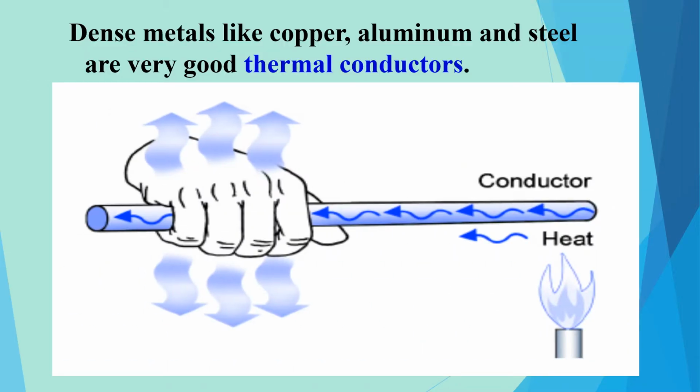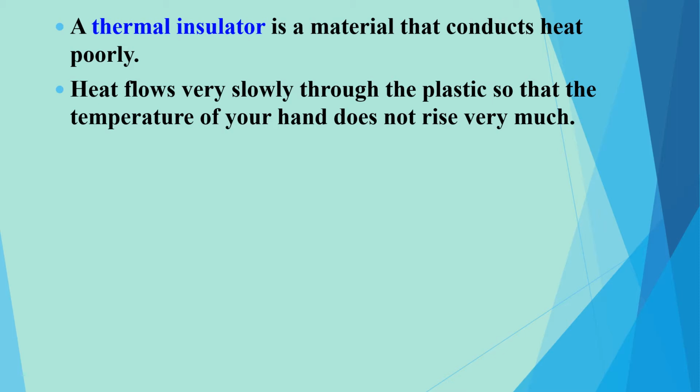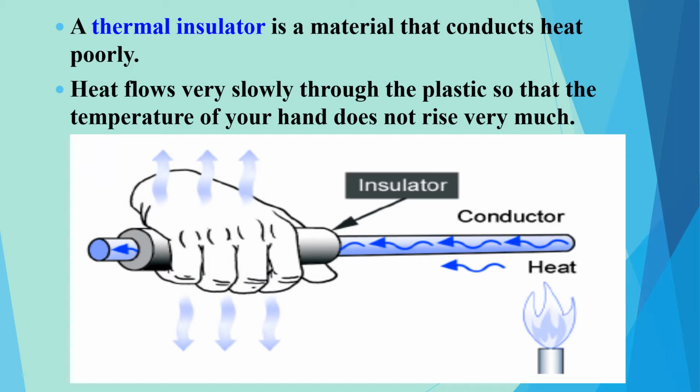Dense metals like copper, aluminum, and steel are very good thermal conductors. A thermal insulator is a material that conducts heat poorly. Heat flows very slowly through the plastic so that the temperature of your hand does not rise very much.